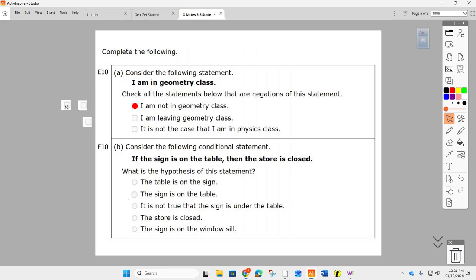Look at example 10. Consider the following conditional statement. If the sign is on the table, then the store is closed. What is the hypothesis of this statement? Morgan? You with me? What's the hypothesis of this statement?